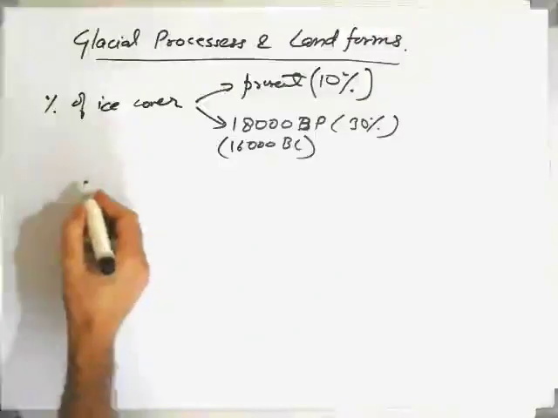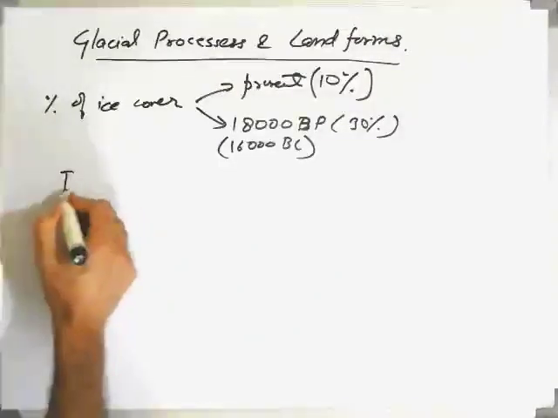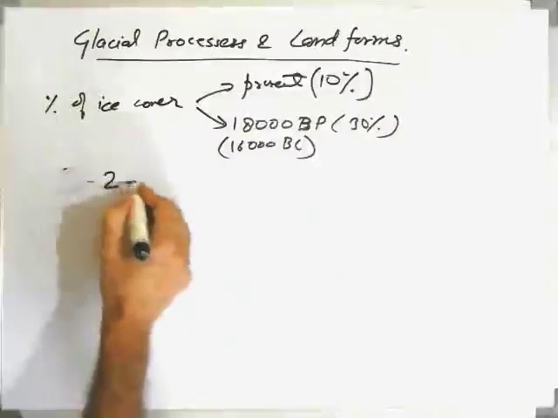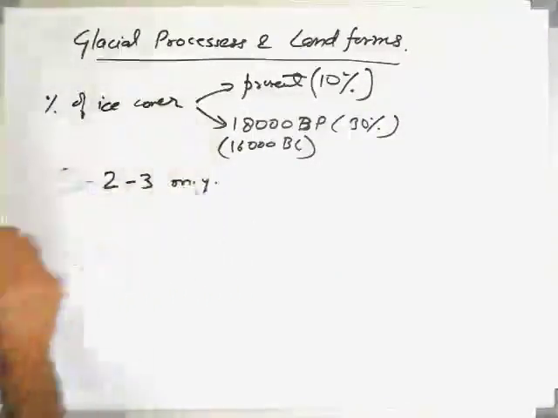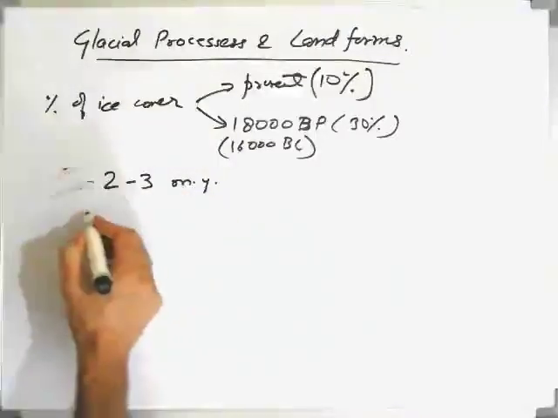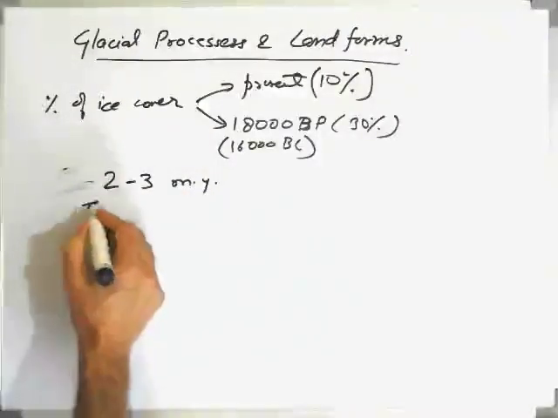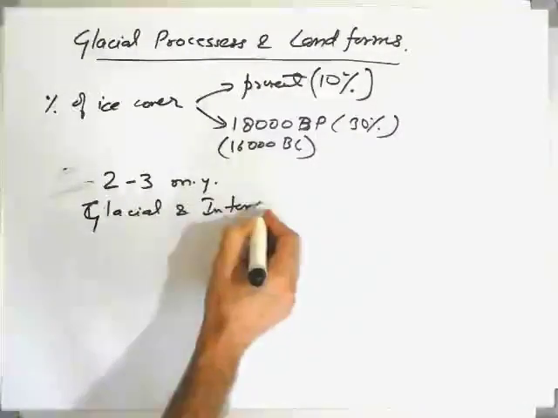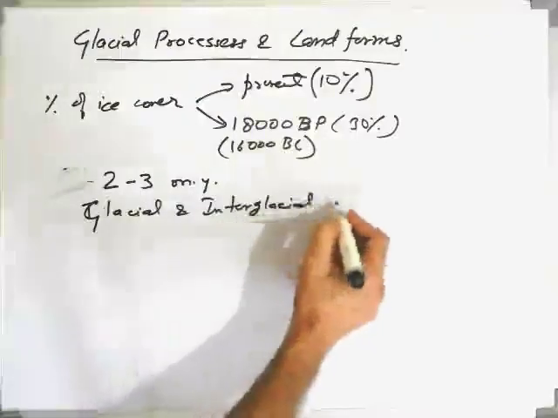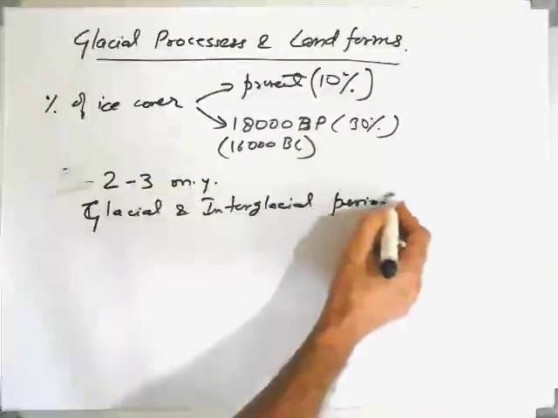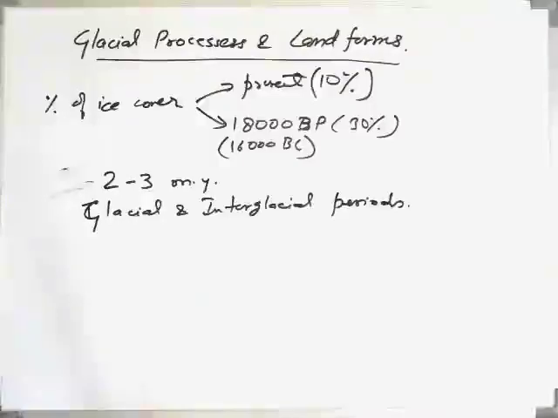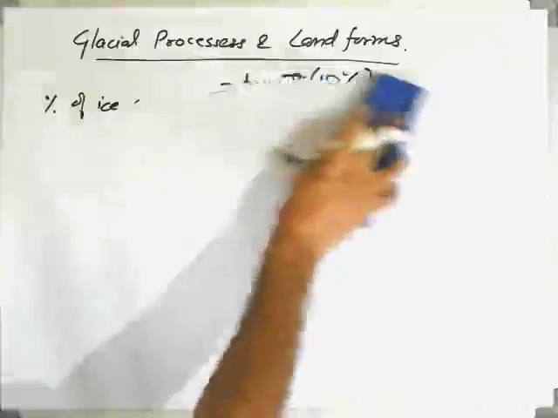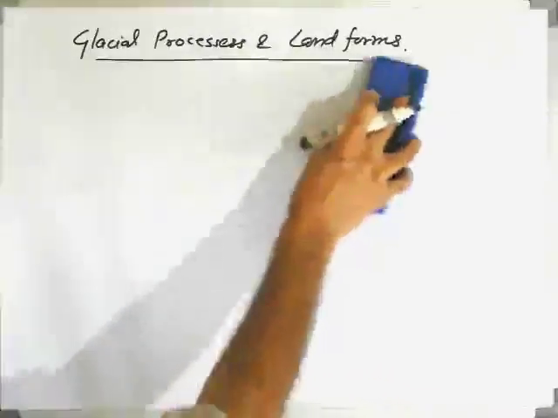And we know that there have been climatic variations since about 2 to 3 million years. In the history of Earth, there have been several glacial and interglacial periods in the recent history of the Earth. And let us directly come to the different types of glaciers.